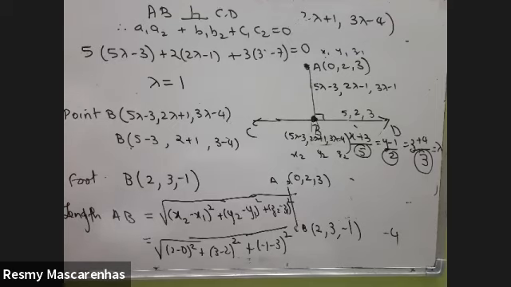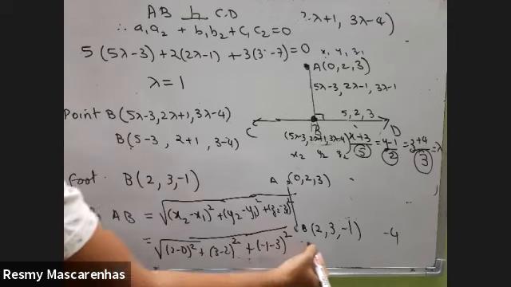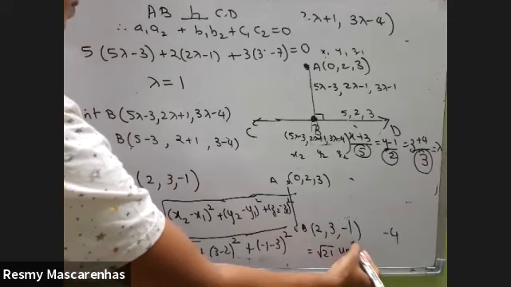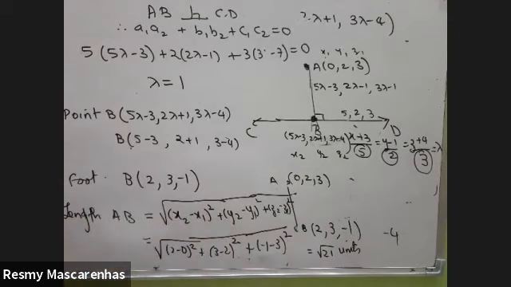So 4 plus 1 plus 16, root 21 again. That's your length. Okay, even now if some doubts are there in the first one, we'll do the second one, a similar one. Now here also if you're struggling, then please get it clear.